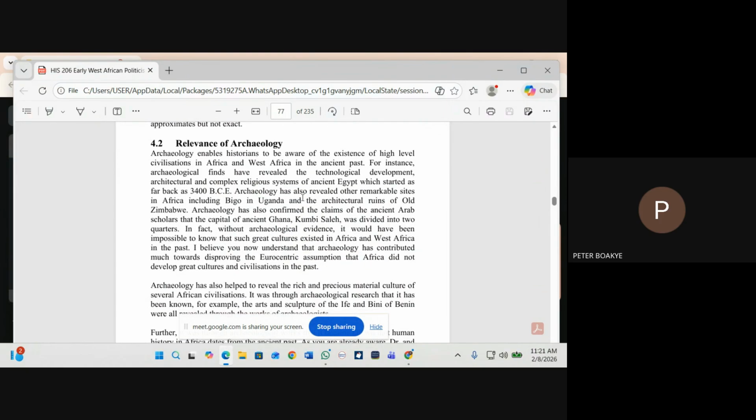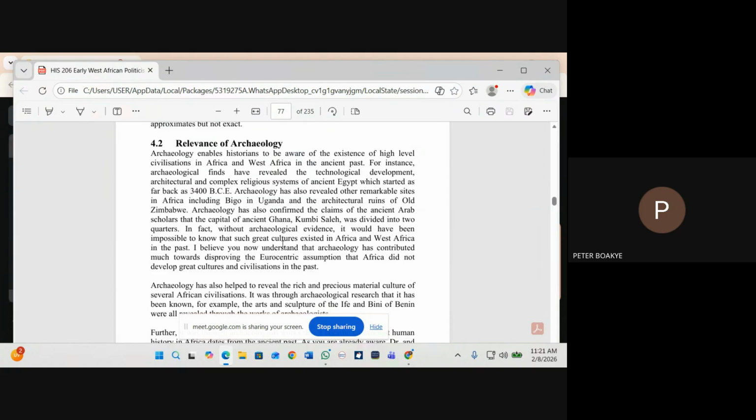Relevance of archaeology. Archaeology enables historians to be aware of the existence of high-level civilizations in Africa and West Africa in the ancient past. For instance, archaeological finds have revealed the technological development, architecture, and complex religious systems of ancient Egypt, which started as far back as 2400 BC. Archaeology has also revealed other remarkable sites in Africa, including Bigo in Uganda and the architectural ruins of Old Zimbabwe. So through archaeology, we've seen these enviable African civilizations.